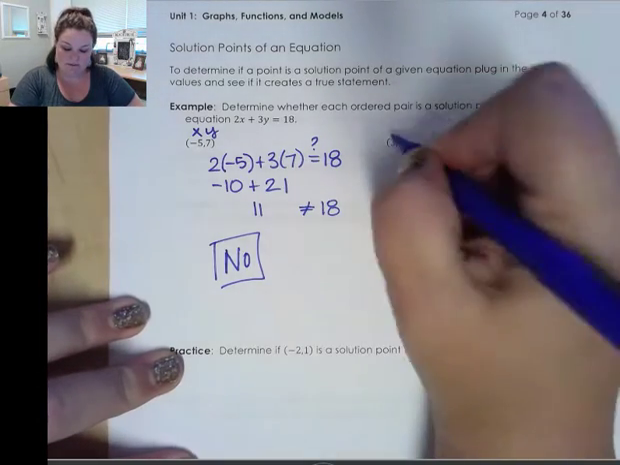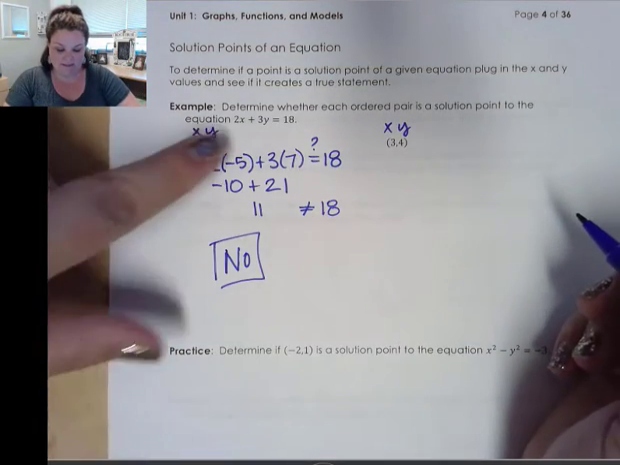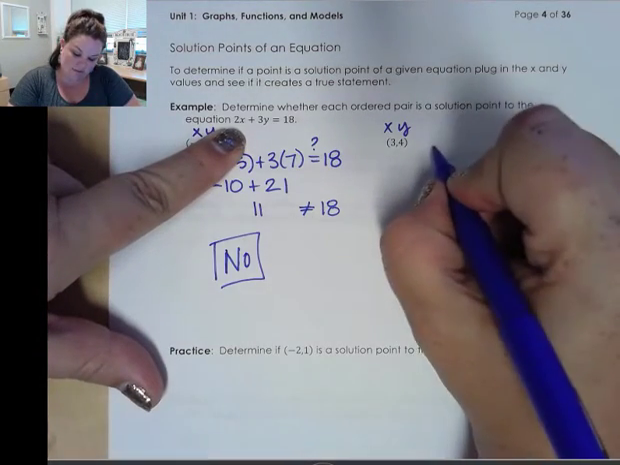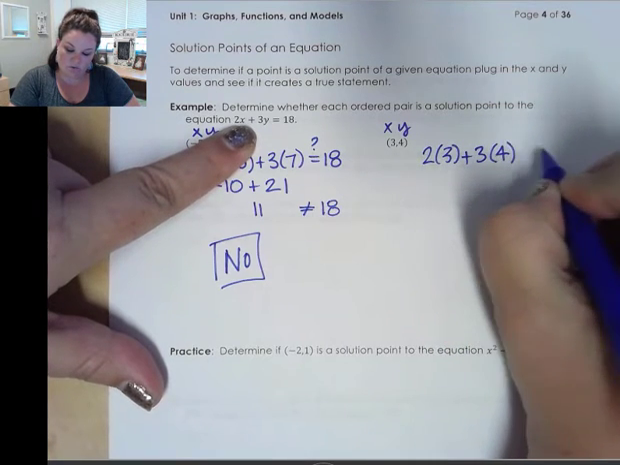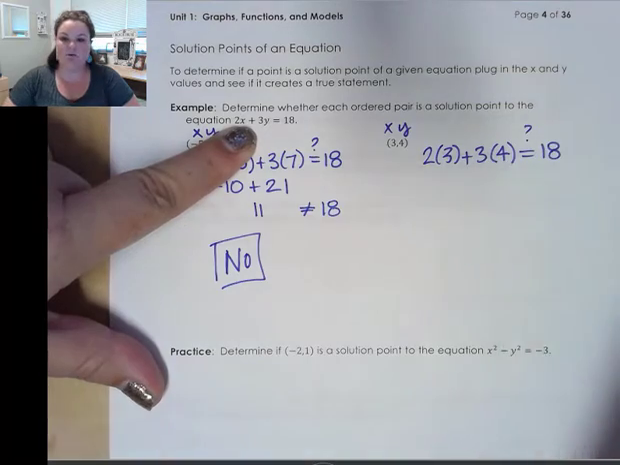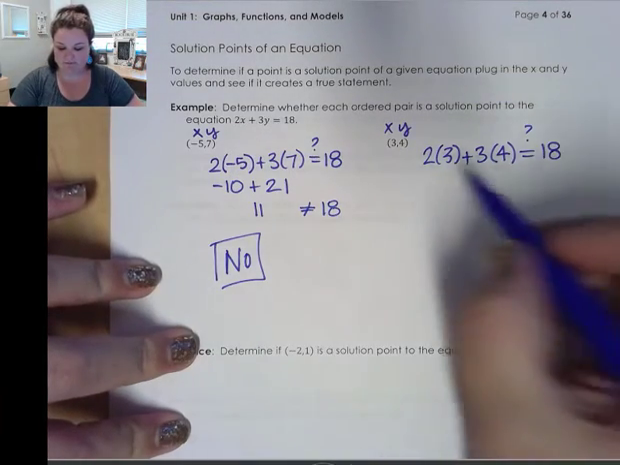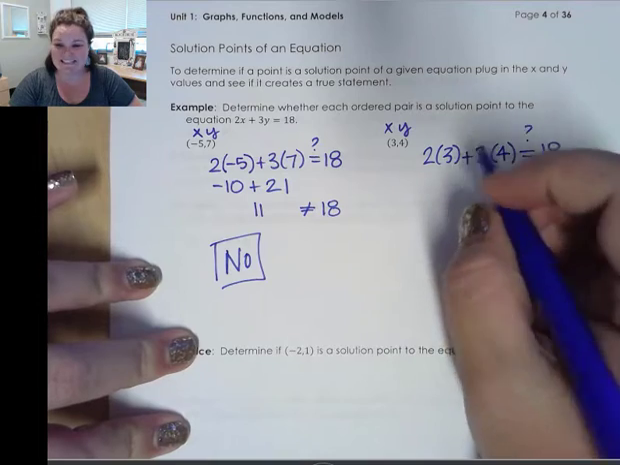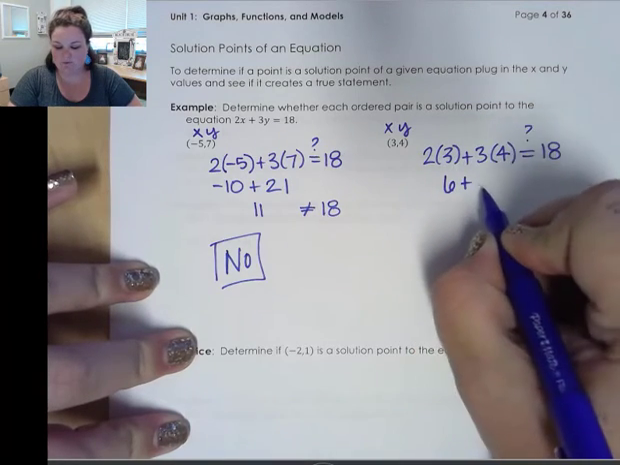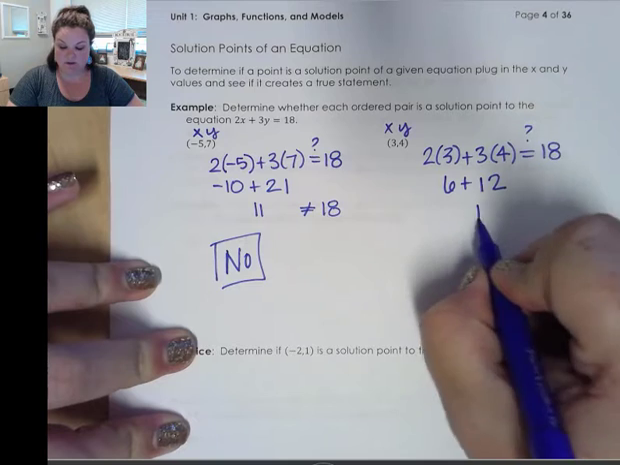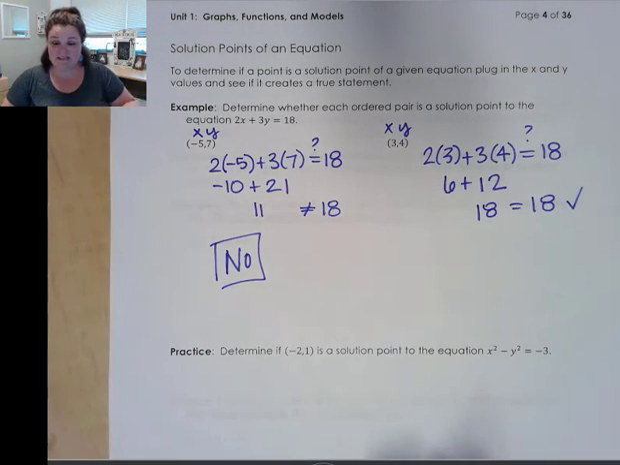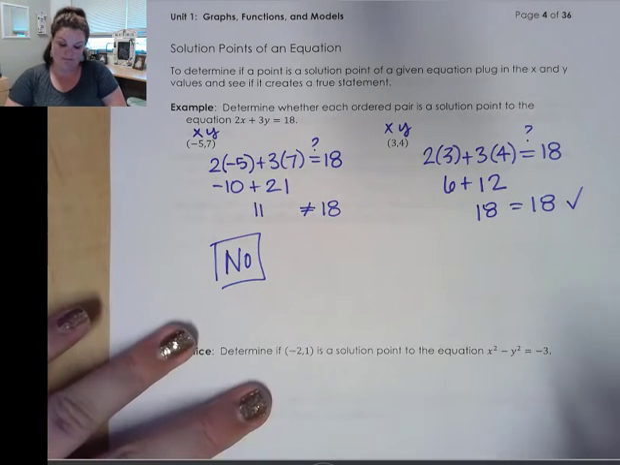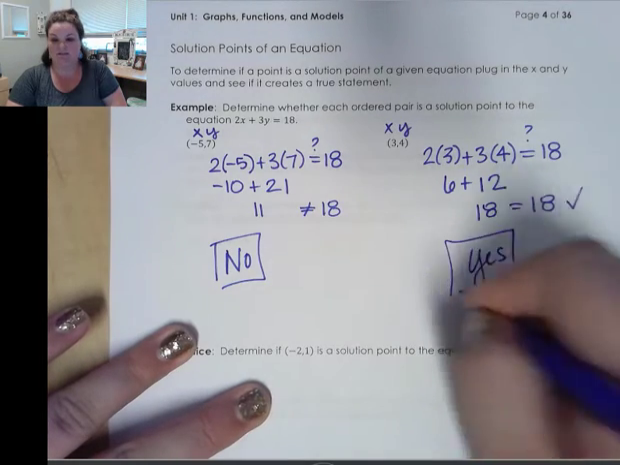Let's check this one. This is our X, this is our Y, plugging it into the same line. So we do 2 times our X, which is 3, plus 3 times our Y, which is 4. And we want to know, does that equal 18? So if I simplify, 2 times 3 is 6, plus 3 times 4 is 12, and 6 and 12 does in fact give me 18. So because I got a true statement, that means that this is a solution point because this point is on the line.